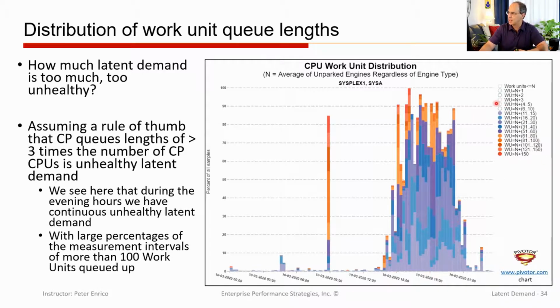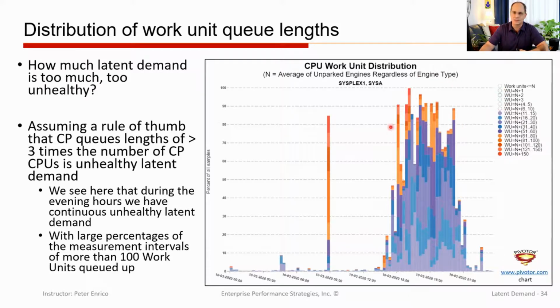In this particular case, I have 3 CP CPUs and 2 zIIP CPUs. So twice that is 10. So I say, all right, I don't care if I have queue lengths of less than 10. So what I'm doing here is I'm just getting rid of those buckets.